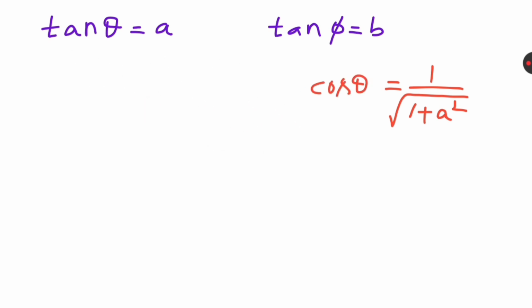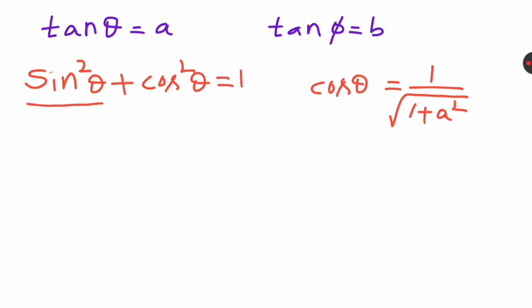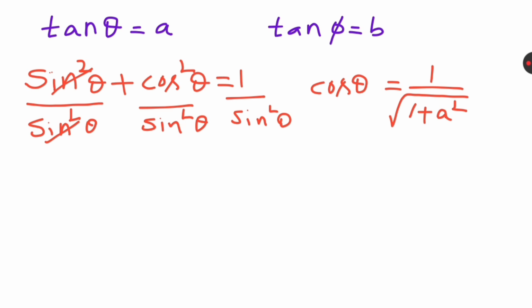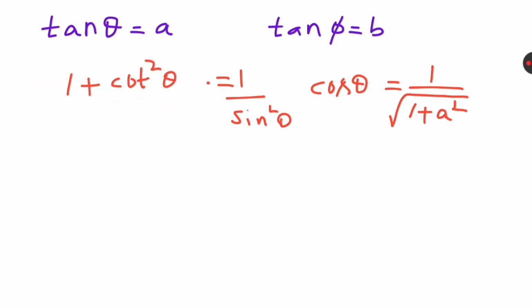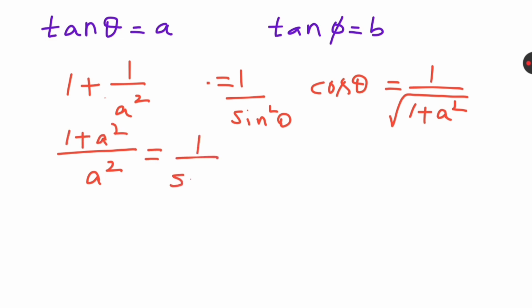Let's find the sin theta. We are going to use the same trigonometric identity, sin square theta plus cos square theta equals 1. Now let's divide both sides by sin square theta. Here sin cancels, so we are left with only 1. Cos square theta divided by sin square theta is nothing but cot square theta, and since we have things in terms of tan, let's convert cot theta into 1 over tan square theta. So what is tan square theta? The value is a power 2. If you take the LCM here, we get 1 plus a power 2 over a power 2, which is nothing but 1 over sin square theta.